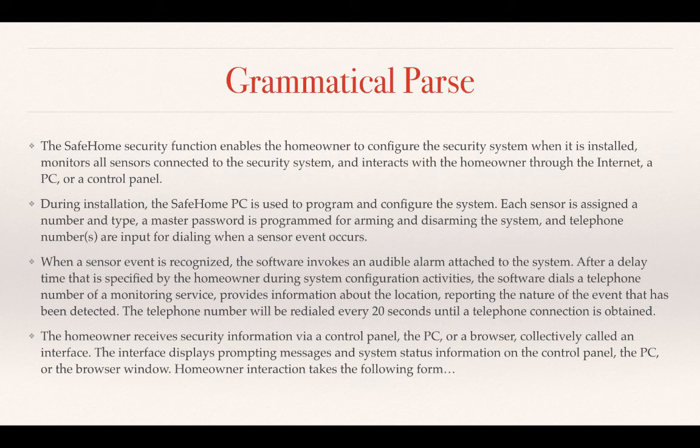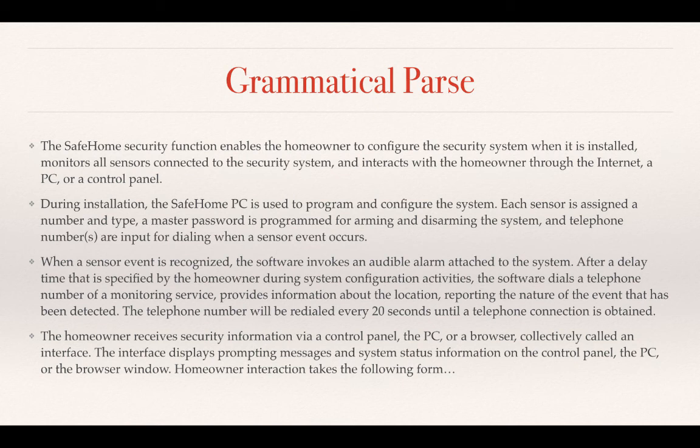Here we see 4 paragraphs describing the SafeHome security function. We have 4 different elements in a data flow diagram. We have boxes that represent the external entities. We have bubbles that represent processes. We have arrows that represent data. And we have open-ended rectangles that represent data stores.